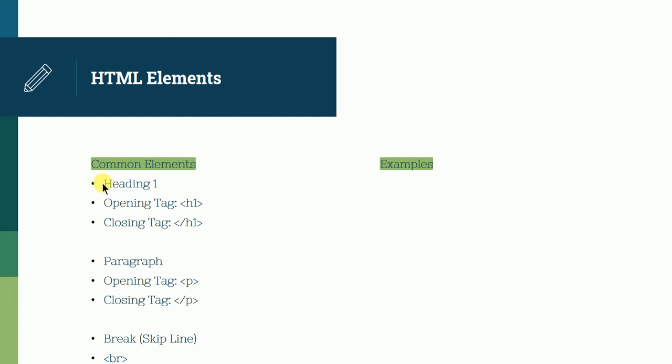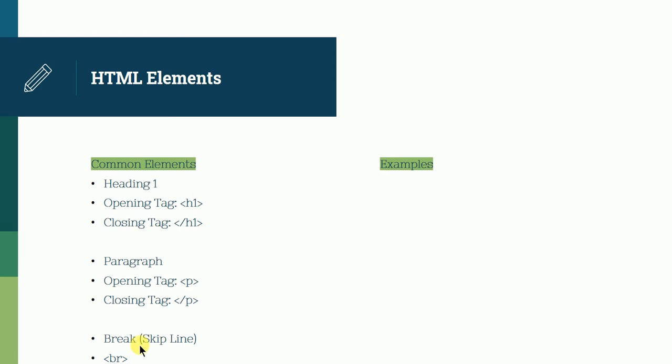So this is the element, this is the heading 1 element. This is the opening tag for the heading 1 element. This is the closing tag for the heading 1 element. Just like paragraph, this is the element, and this is the tag that is used for paragraph. This is the opening, and this is the closing.